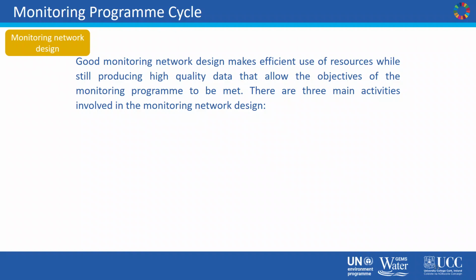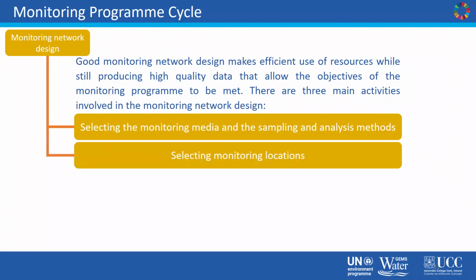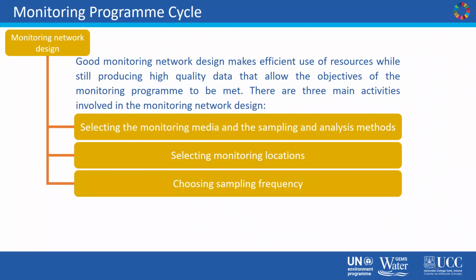The next stage is the actual monitoring network design, and good monitoring network design makes efficient use of all the resources while still producing high quality data that allow the objectives of the monitoring program to be met. There are three main activities involved in monitoring network design. The first is to select the monitoring media and the sampling and analysis methods. The second is the actual monitoring location, and the third is to define the sampling frequency.